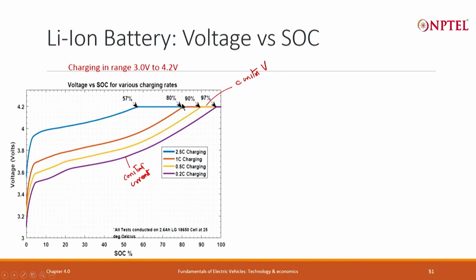If on the other hand you charge at 1 C, you see the curve is like this, and it goes up to 80% and then it stops, and from here onwards you have to charge at a very low current to get there. If you do something like 2.5 C for the particular cell, you see that very quickly when the 5% state of charge is there itself, the voltage has reached close to 3.9 volt or 3.95 volt, and from here onwards it charges slowly, but it hits at 57% state of charge itself, it hits the top. So, 2.5 C is a fast charging.